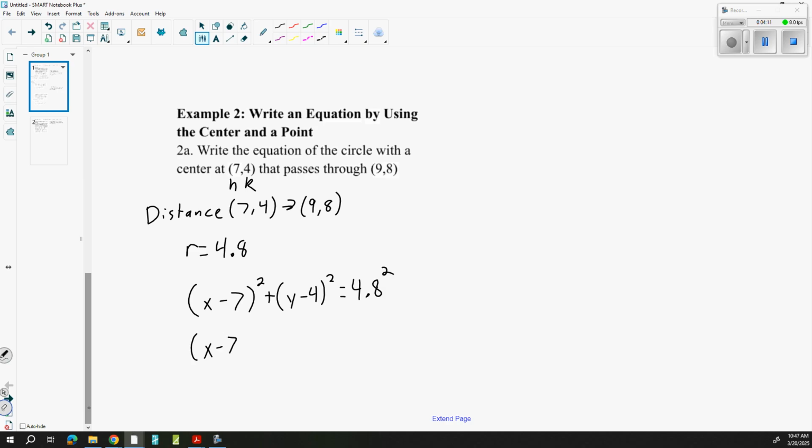And then we can do 4.8 squared. Oh, sorry, that's 4.5. 4.5 squared is 20.25.